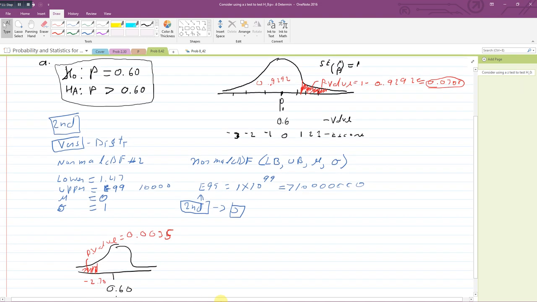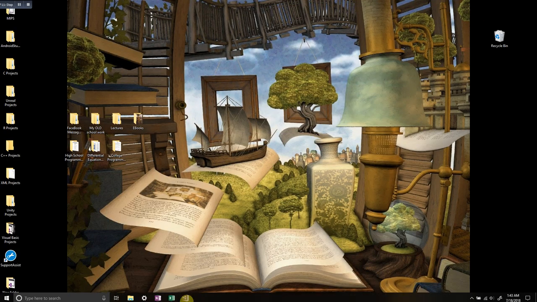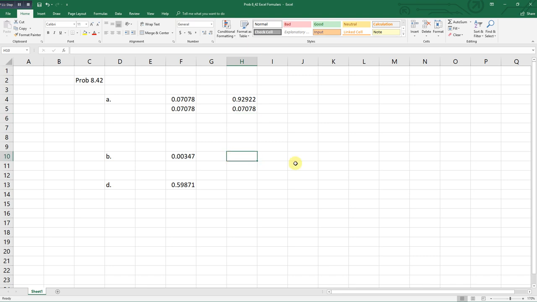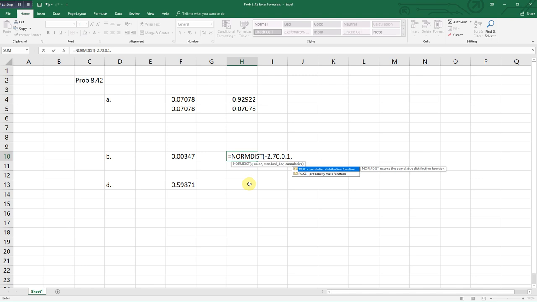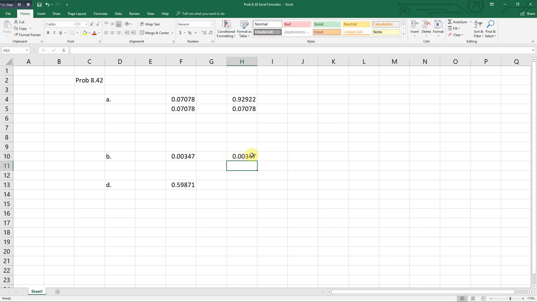And using Excel, I will say equals normal distribution, -2.70, comma, the mean 0, comma, standard deviation 1, comma, cumulative function is true. Double click here, close it, and there it goes. Excel also reads it from left to right, so we'll keep that number how it is. We don't need to adjust it.